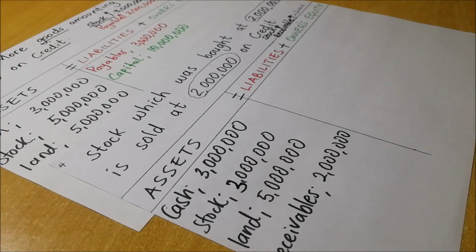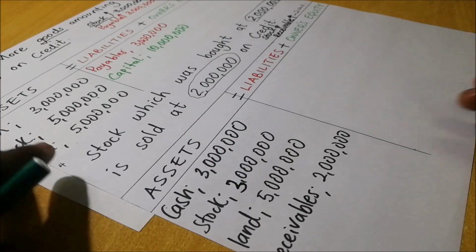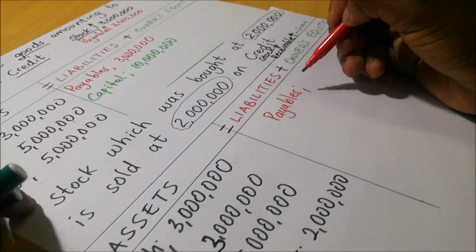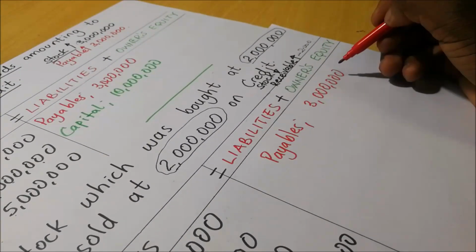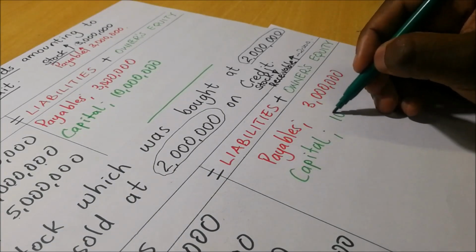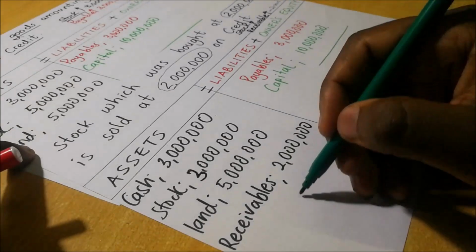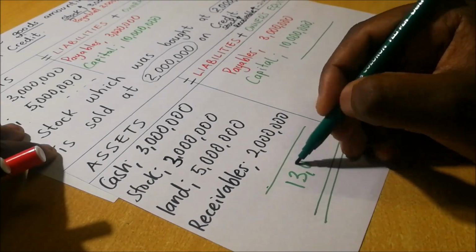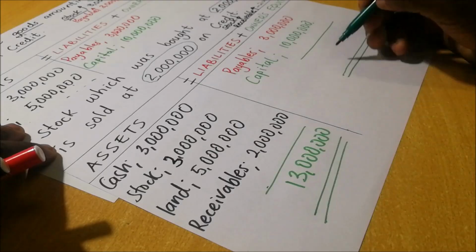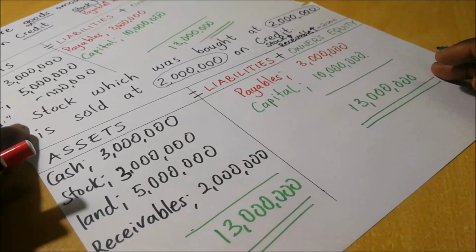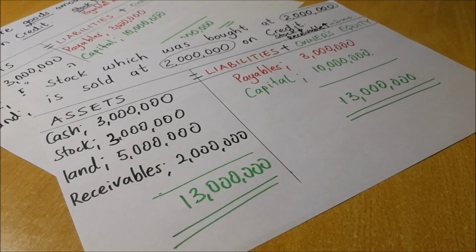Of course, the liabilities side and the owner's equity is not tampered with. It's going to still be that. So it's going to be payables. Payables are worth 3 million. Then we have our capital, and our capital is worth 10 million. Of course, now adding the two sides, this becomes 13 million. And this is also 13 million. So you find that still our total assets and our total liabilities always remain the same.